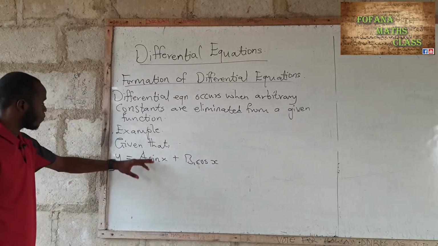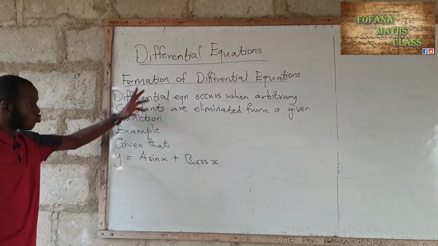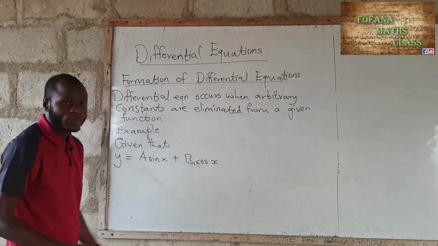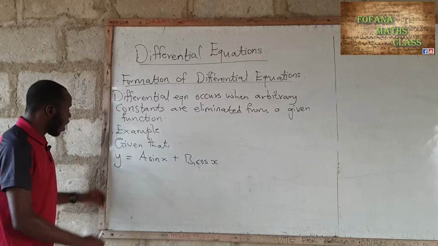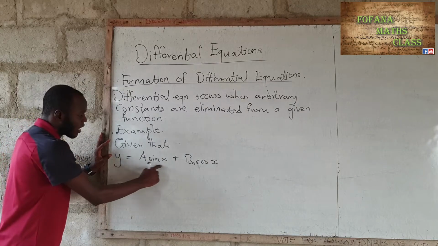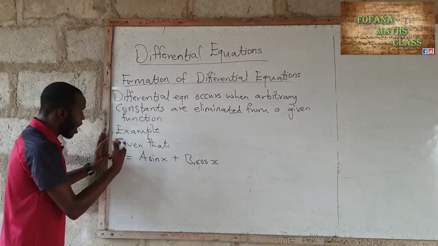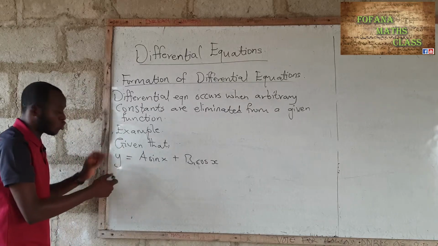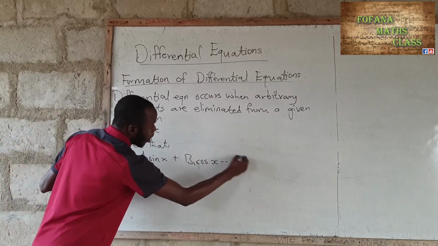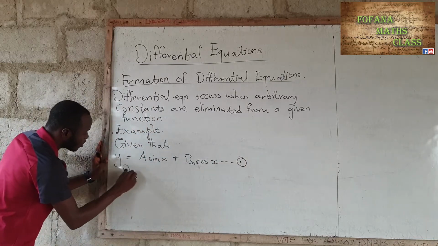Now let's look at an example to better our understanding of the formation of differential equation. We have a question which says: given that y is equal to a sine x plus b cos x, how do we form a differential equation out of this? So the first step is what? Name the equation as equation 1. Then you differentiate.